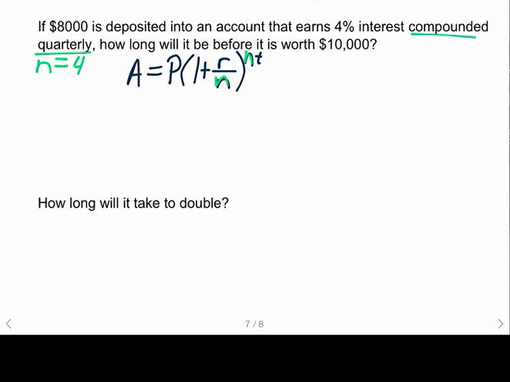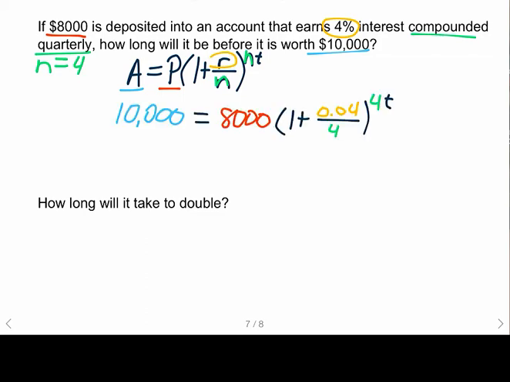If this were a test question, by the way, I would include the formula on the test. You don't need to memorize it. However, you do need to know how to use it. And here's the deal. We want to know when the amount is going to be $10,000. If we have a principal investment of $8,000 and the interest rate is 4%. So plugging these numbers in, I get 10,000 is equal to 8,000 times the quantity of 1 plus 0.04 over 4 to the 4t.